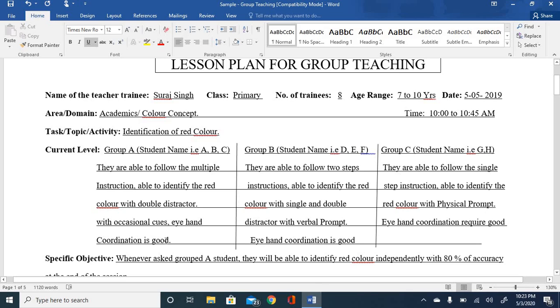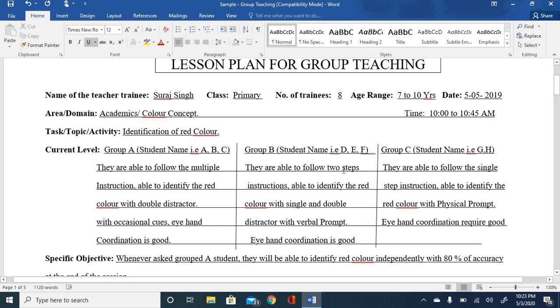Then eye-hand coordination is good. You can see the eye-hand coordination of all three groups is good. In some cases, eye-hand coordination is good here, it might not be good here, and again, it might not be good here. So you have to write the present status. Now here, I have this theme covered in my mind, and I have written one sample that eye-hand coordination is good for all three groups.